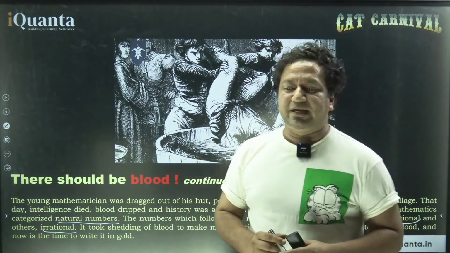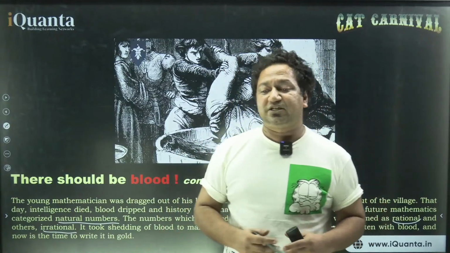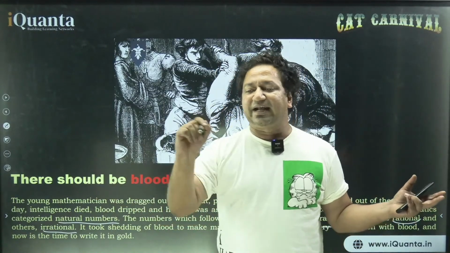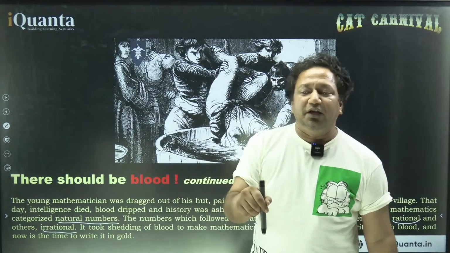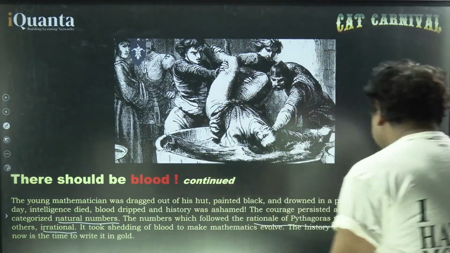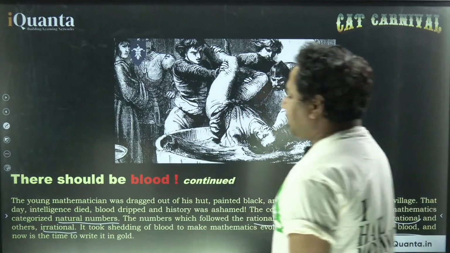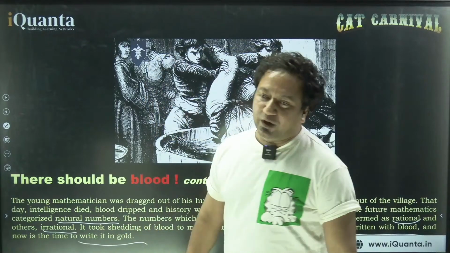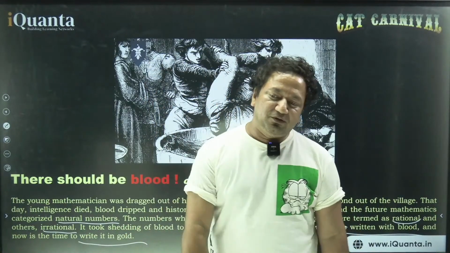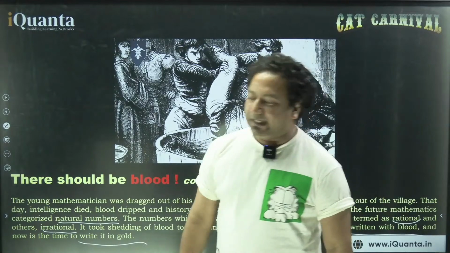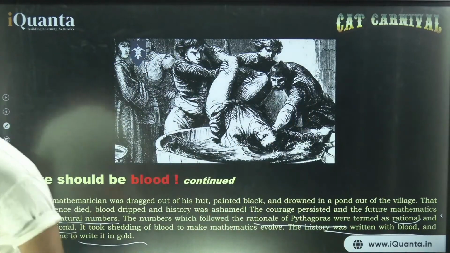तो जो वो मैथमेटिशियन बता रहे थे कि एक और नंबर सिस्टम होगा, शायद पता ना हो पाइथागोरस को, that was the irrational number system which now we know. So the history was written with blood and now is the time to write it in gold, and that is what we are going to do, you and I. Let's write the history in gold. Are you ready?